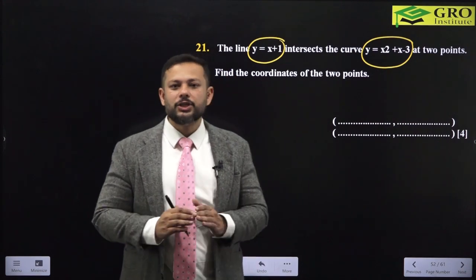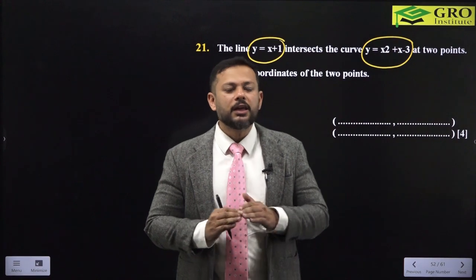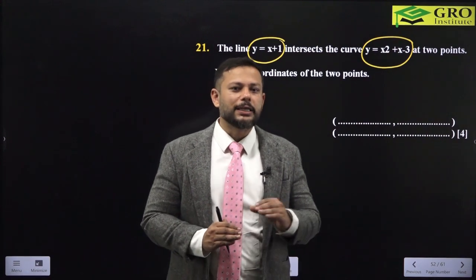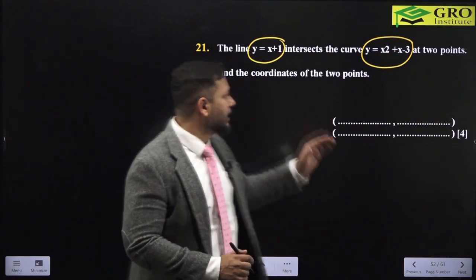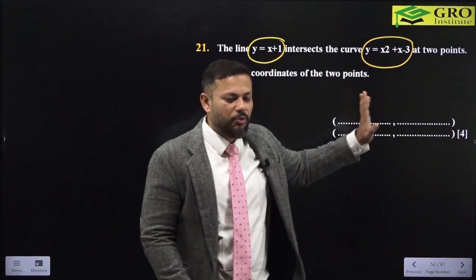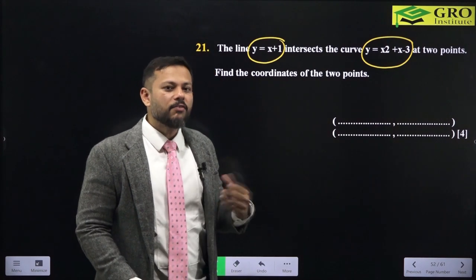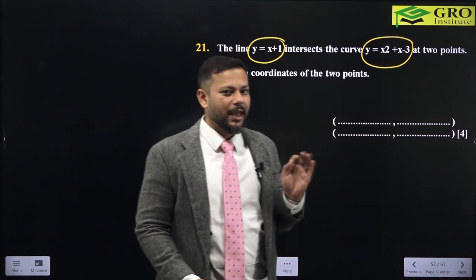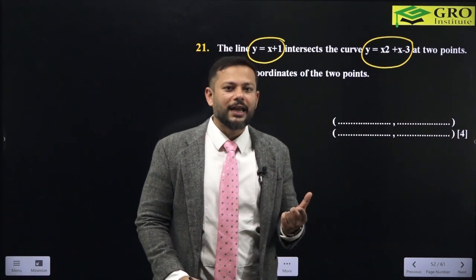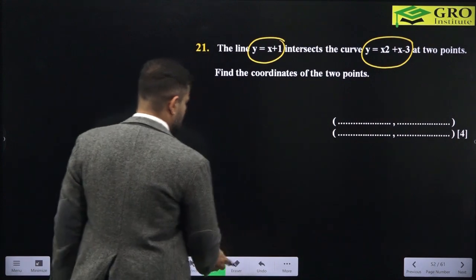Since there is an intersection between the line, with a curve, we can substitute the value of y, that is y equals x plus 1, in this given equation, y equals x square plus x minus 3, and then we will find out the value of x, and using it we will get the subsequent value of y. Let us solve it. Let us start doing it.